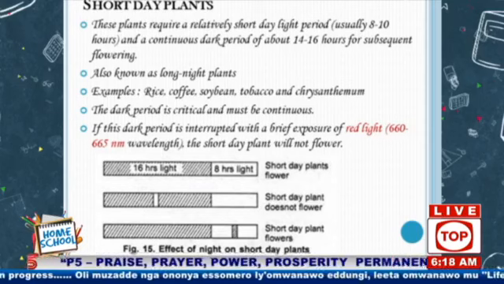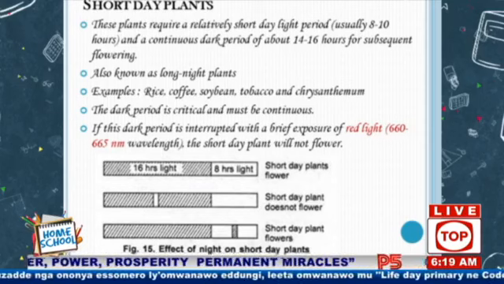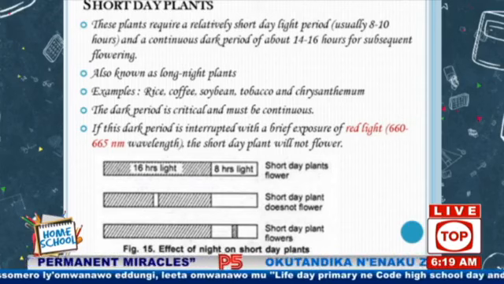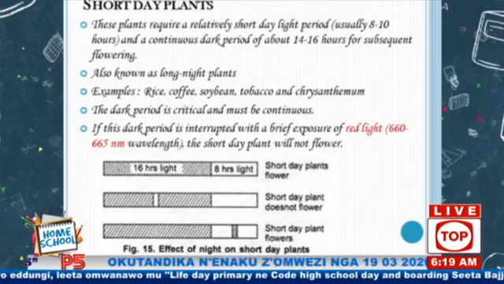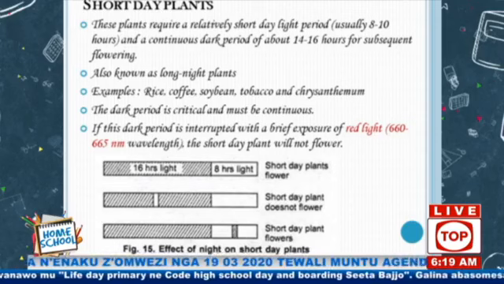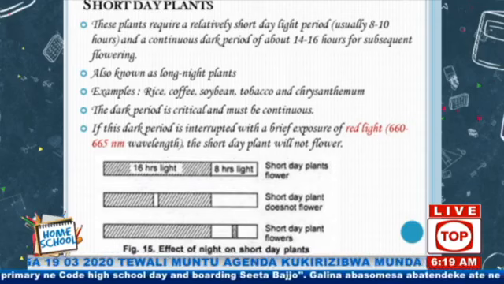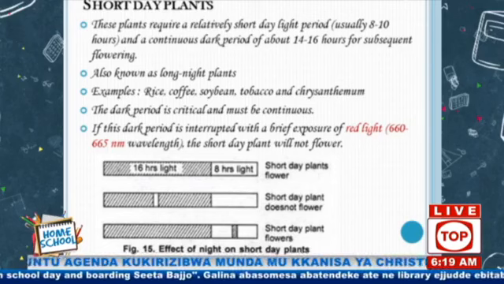And this light is not just any light. I talked about this yesterday, that plants don't just absorb any light. They absorb particularly in the blue and the red region. They don't absorb green and yellow light. So when they interfered with this 16-hour period of darkness halfway in the middle with light, the plants did not flower.